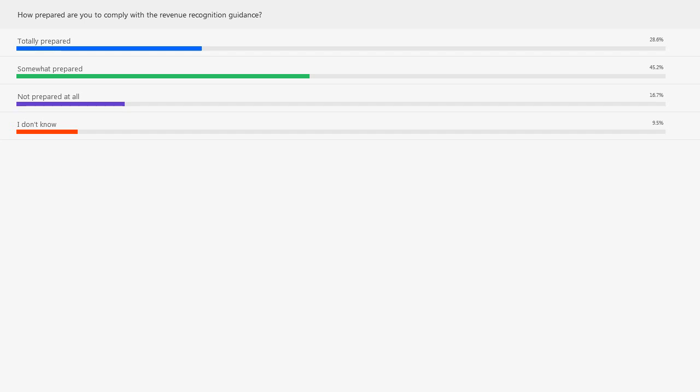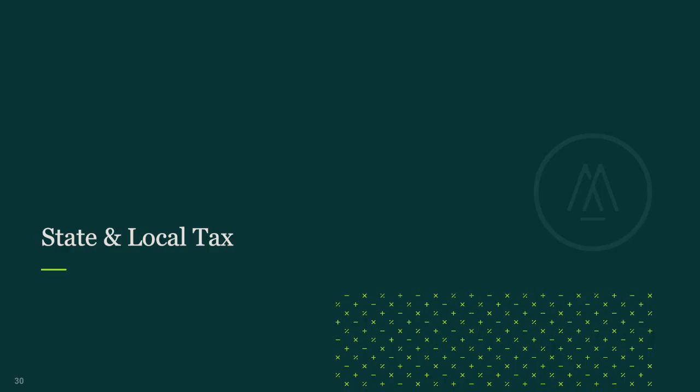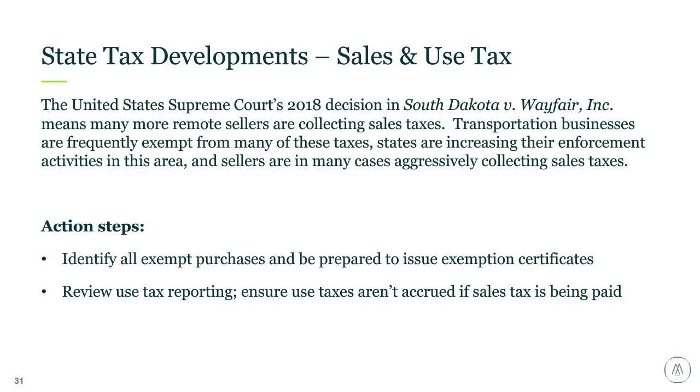Thank you, Jesse. We are coming up on the top of the hour here, so I'm just going to hit the high points on state and local tax developments. Probably the most significant development is the June 2018 United States Supreme Court decision in South Dakota versus Wayfair, which overturned well over 30 years of precedent. The bottom line is that many remote sellers, probably including a lot of your suppliers, are now required to collect sales taxes on their invoices when they would not have been required to collect sales taxes before.